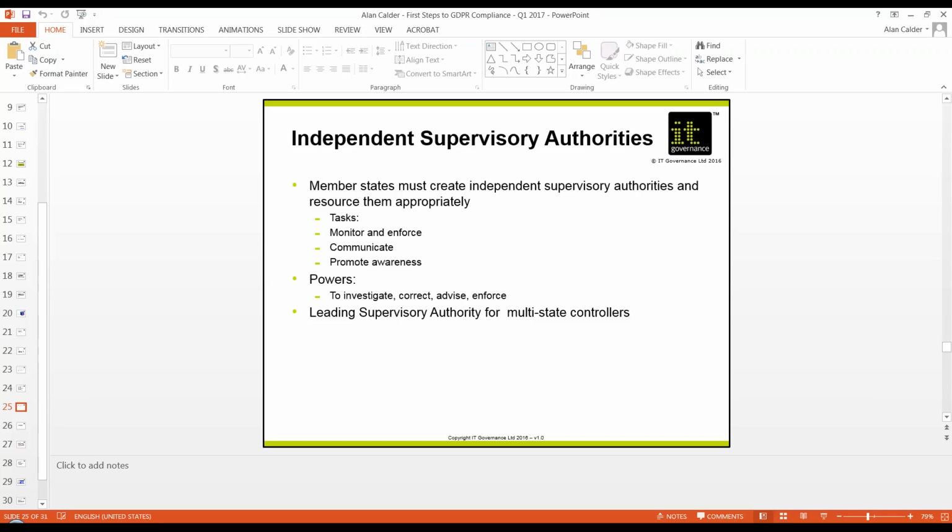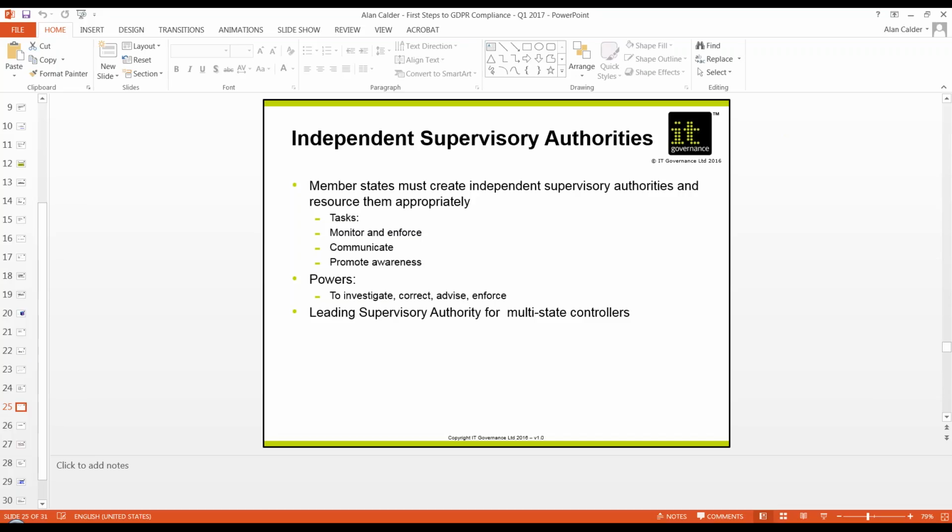The requirement is on member states to create supervisory authorities, to resource them appropriately, to give them enough money and resources to ensure that GDPR is properly understood in the country, that awareness is promoted, and to enforce it, to investigate, correct, and advise people who are in breach, to issue regulatory fines. As you've seen, those can be up to quite a substantial number, 20 million euros or 4% of global turnover.